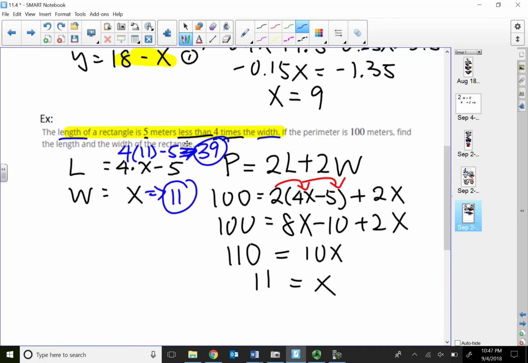Now, if you want to use two different variables, you can just call length and width x and y. So one equation still has to use this formula. That will be P equals 2 times x plus 2 times y. The second equation has to be the translation part, to end up with two different equations.